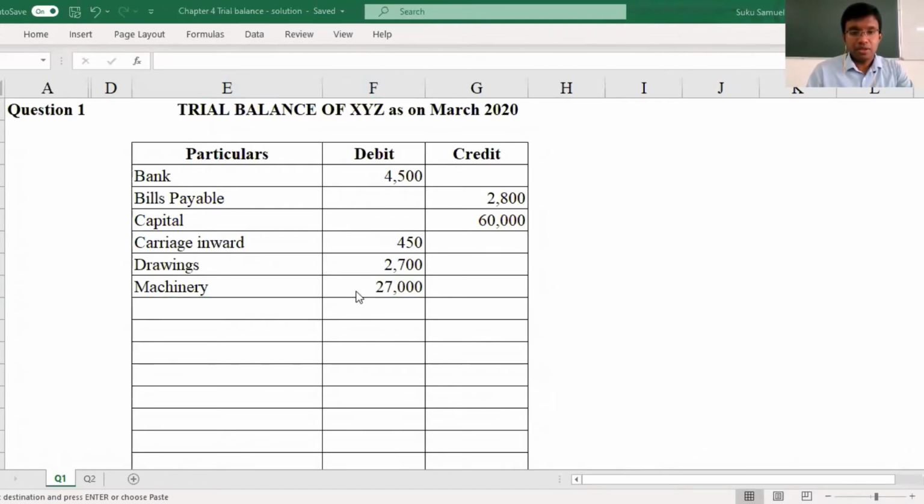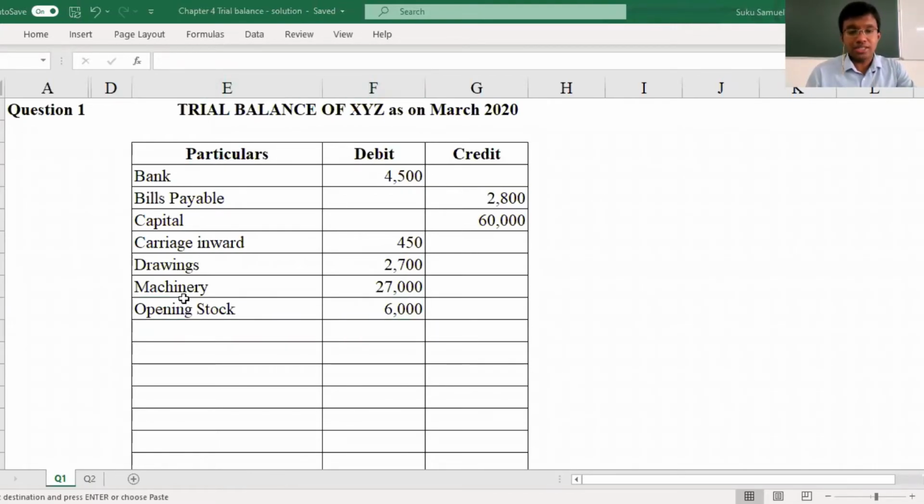Next is opening stock. What do you mean by opening stock? Opening stock refers to the stock at the beginning of the time interval. So this opening stock is an asset for you. Opening stock is an asset, so it will fall on the debit side.